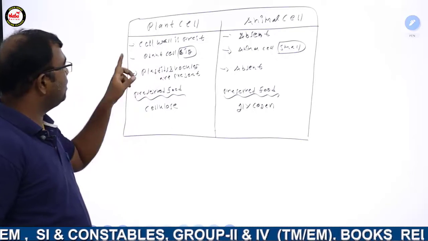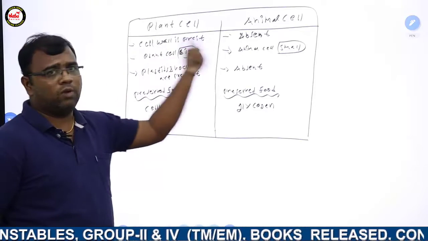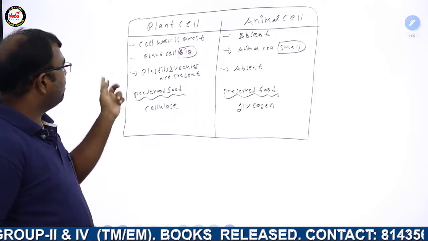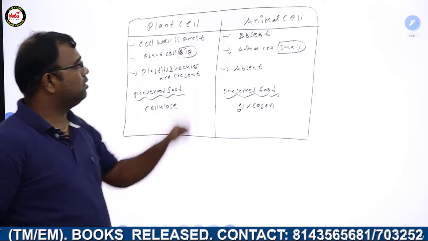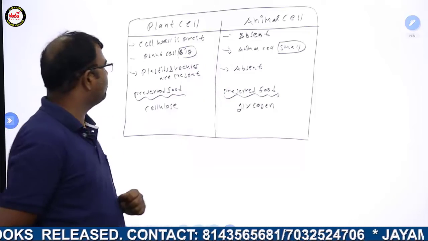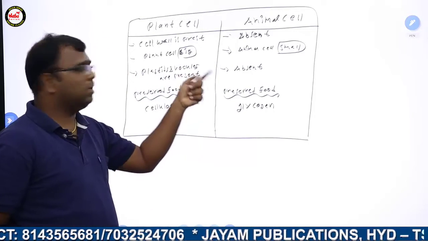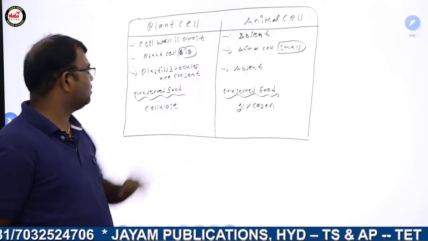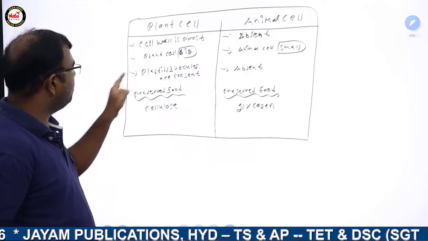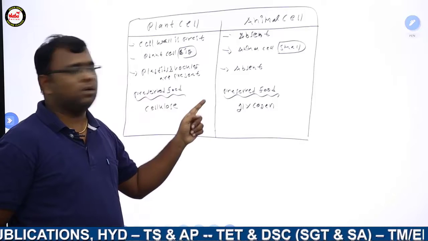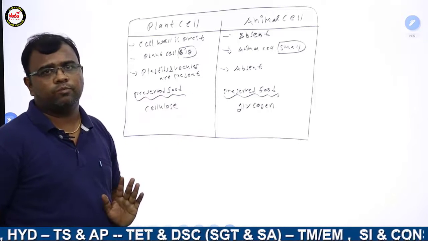In a plant cell, the cell wall is present. In animal cell, the cell wall is absent. The plant cell is big in size, the animal cell is small in size. In a plant cell, plastids and vacuoles are present. In animal cell, plastids and vacuoles are absent. The plant cell preserved food is cellulose. In animal cell, the preserved food is glycogen.